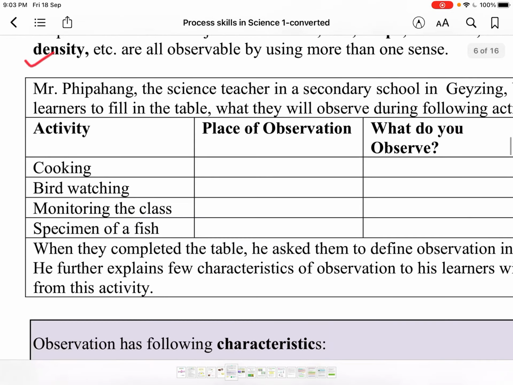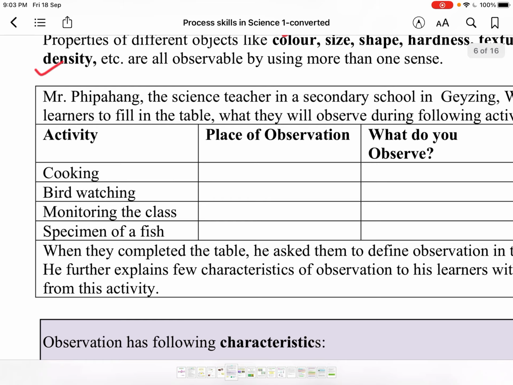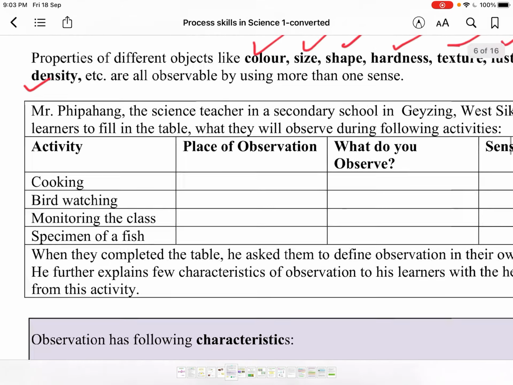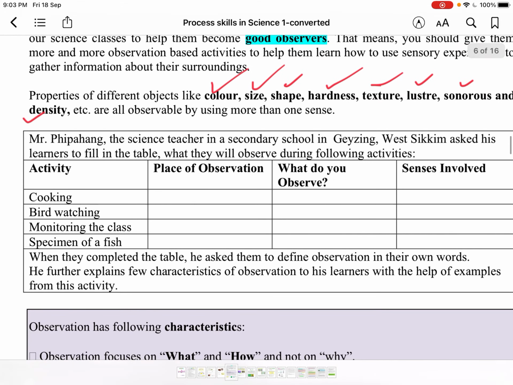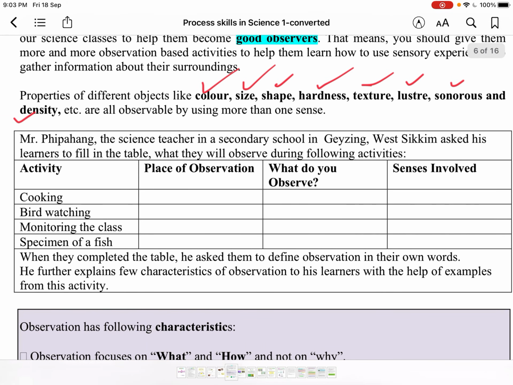In our group we have Fifang. Fifang is a science teacher in a secondary school in Beijing. Let us assume, and let us say prediction is also one of the skills. He asks his students to fill in the table what they will observe during the following activities.